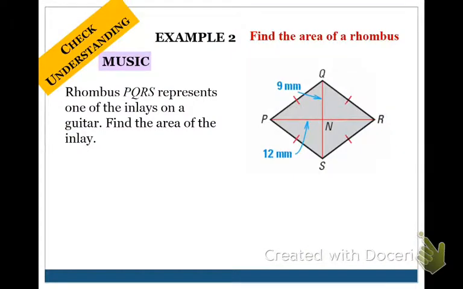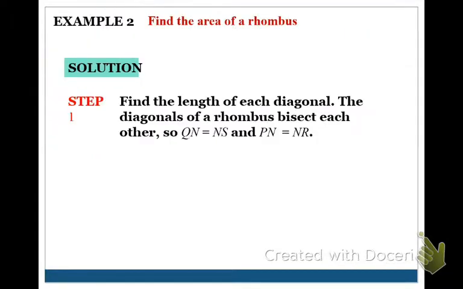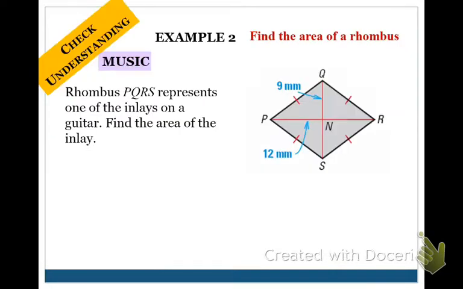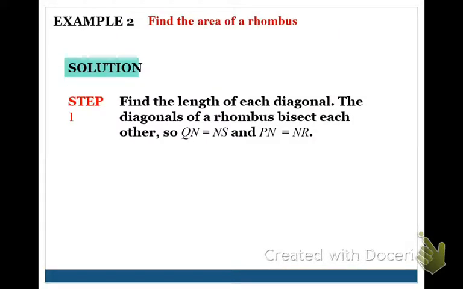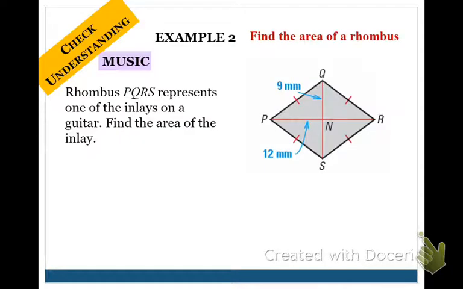Here's an example. Music. The rhombus represents one of the inlays of a guitar. Find the area of the inlay. Okay? So we would use our formula, area equals 1/2 D1 times D2. Alright, so this is doing what I was telling you, okay? Let's go back and look at the picture.